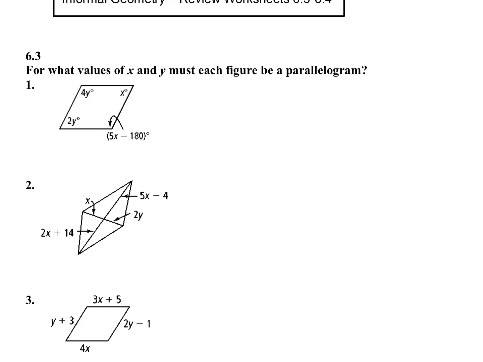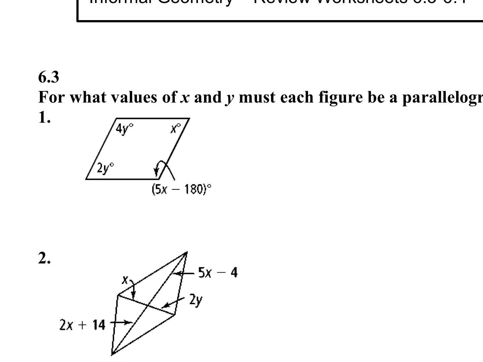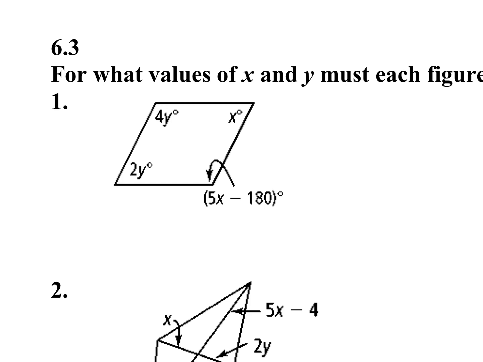So for number 1, if this needs to be a parallelogram, what do we need to be true? What needs to happen? 180? What would be 180? The angles on each side, right? The consecutive angles. So here's your options. You can either add these together and set them equal to 180, or you can set the ones across from each other equal to each other. If you set the ones across from each other, you have an x and a y. So I recommend doing the consecutives because then you have the same variable.